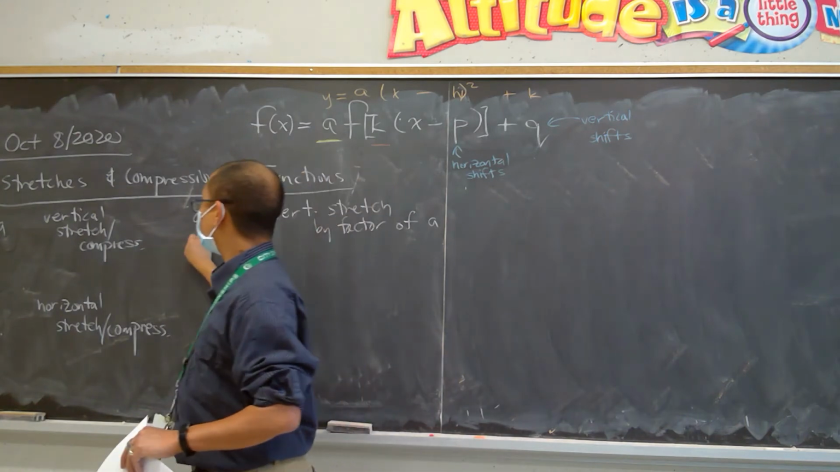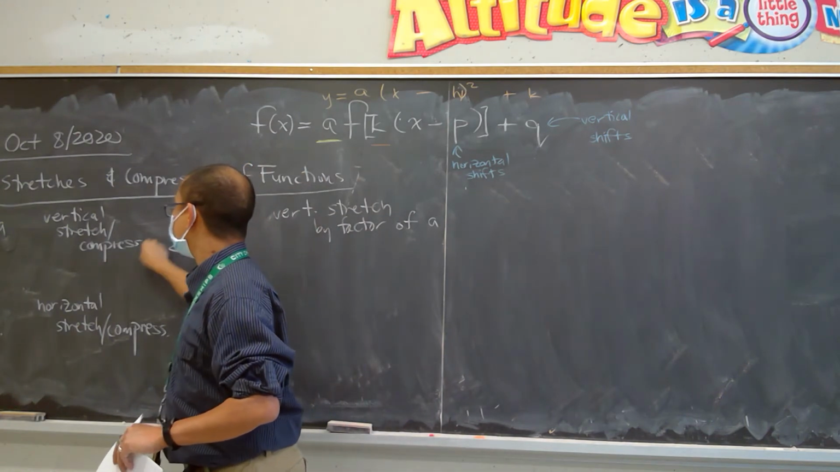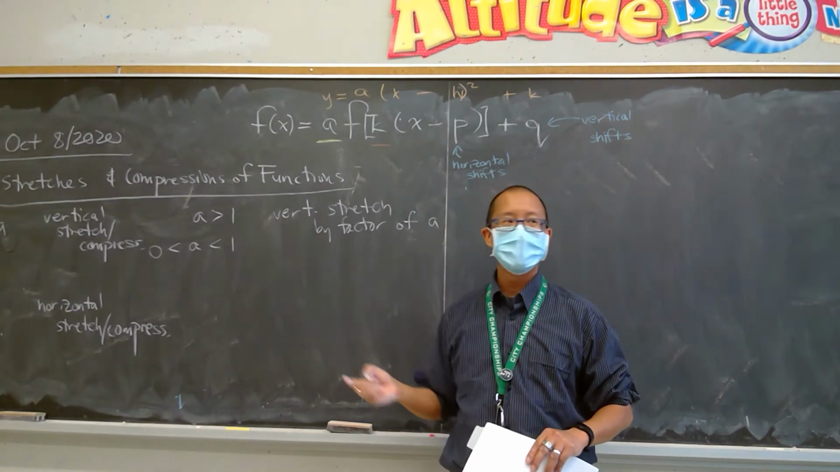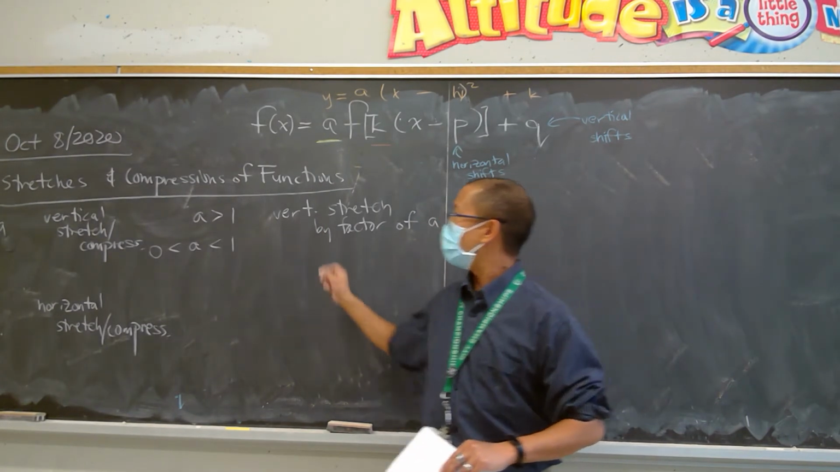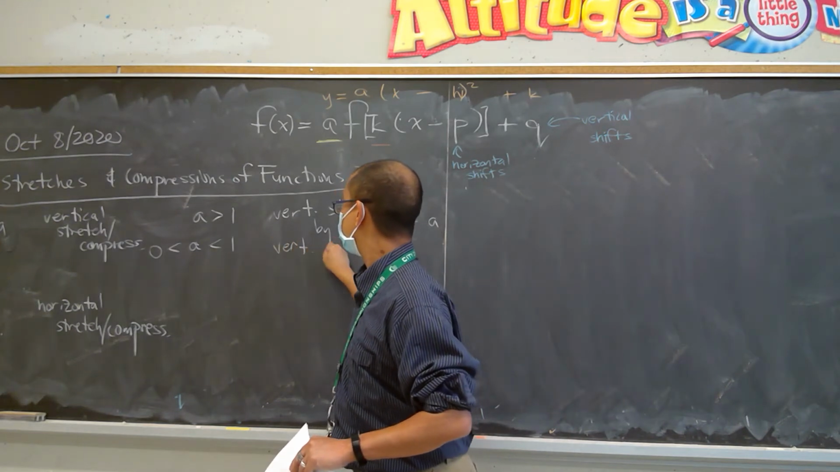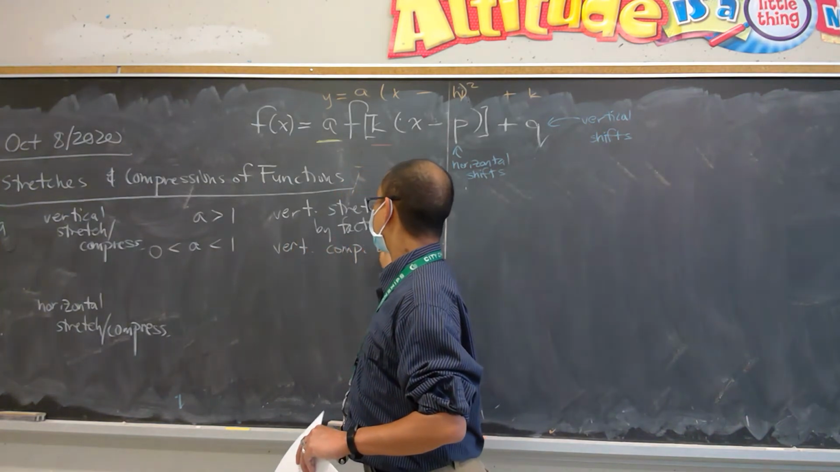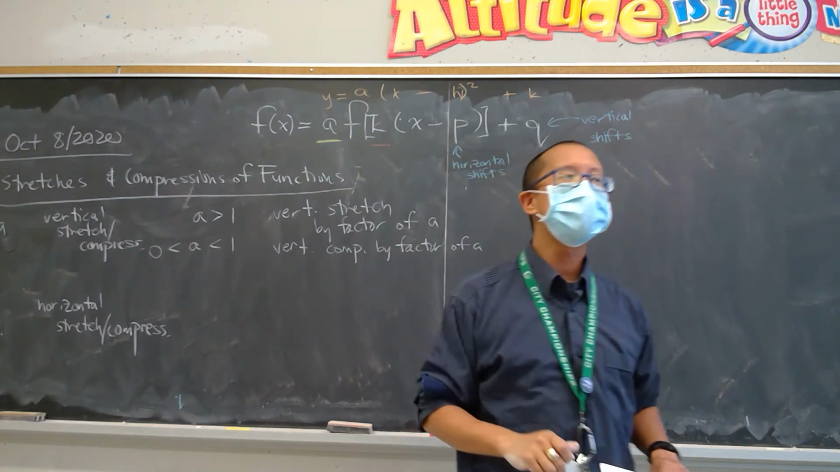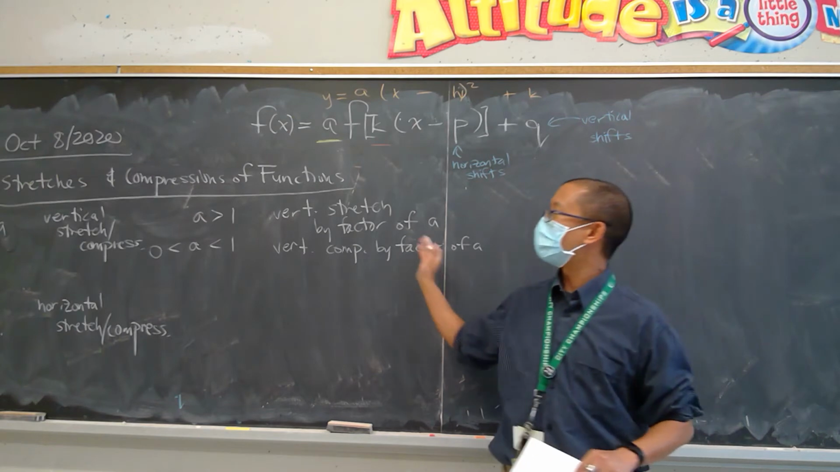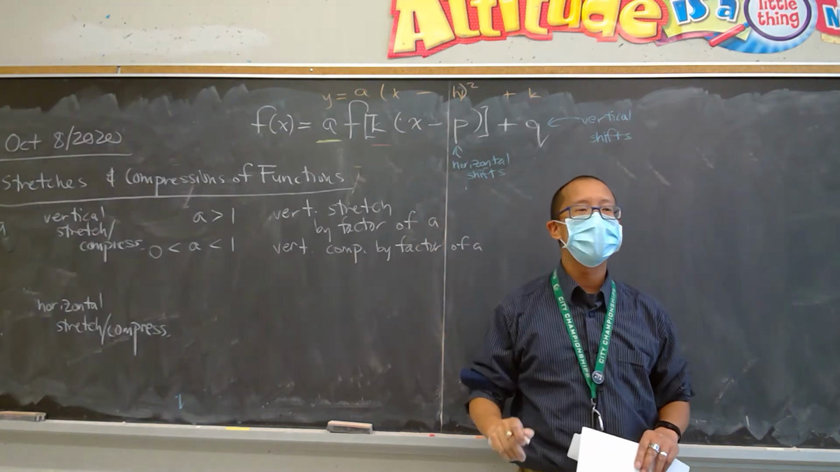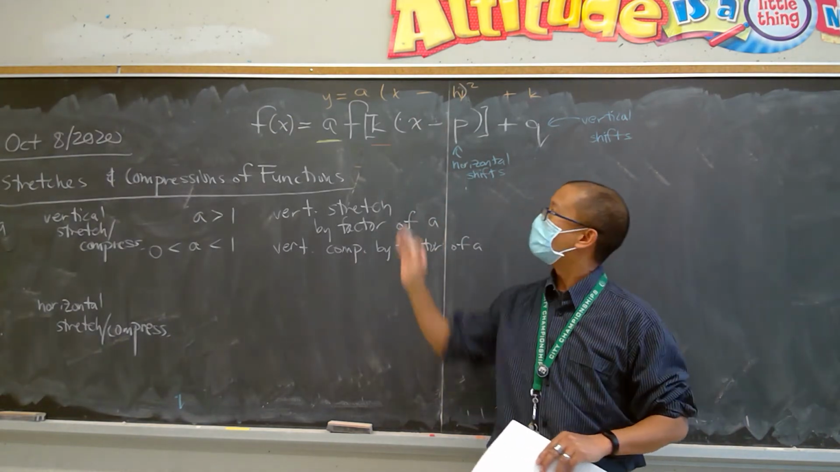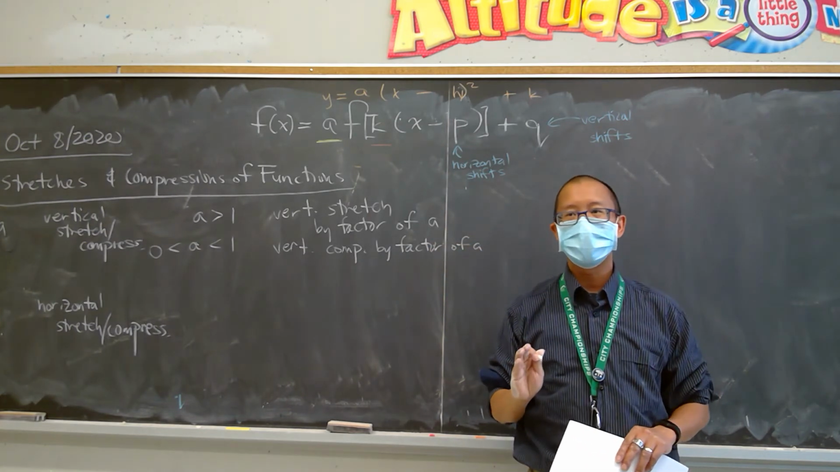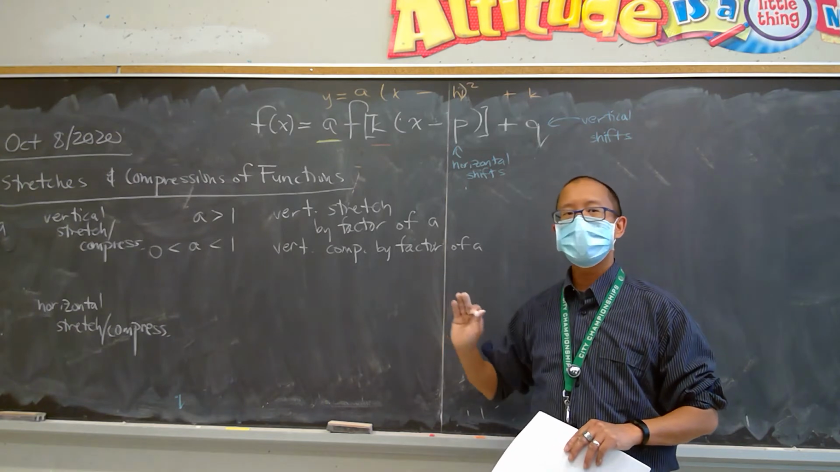Notice a vertical compression is when A is in between 0 and 1. What does that mean? A fraction or a decimal, like a half or 0.333. That would be a vertical compression by a factor of A. So notice it's directly related. And that's what a lot of you learned in grade 10, the vertex. So it makes perfect sense.